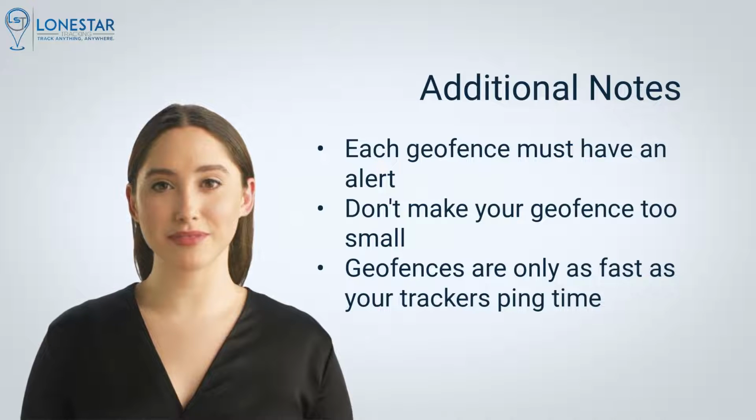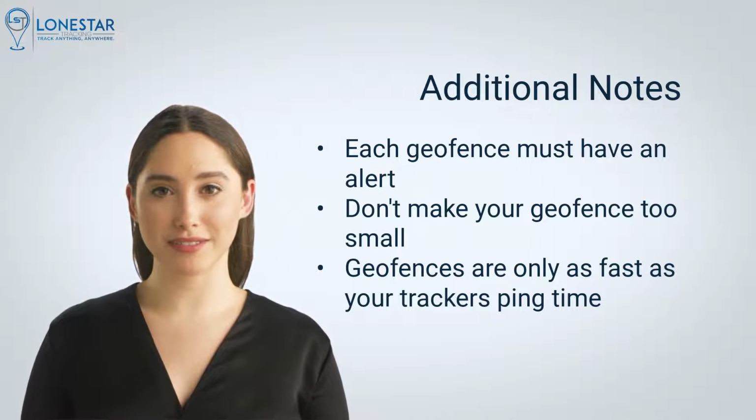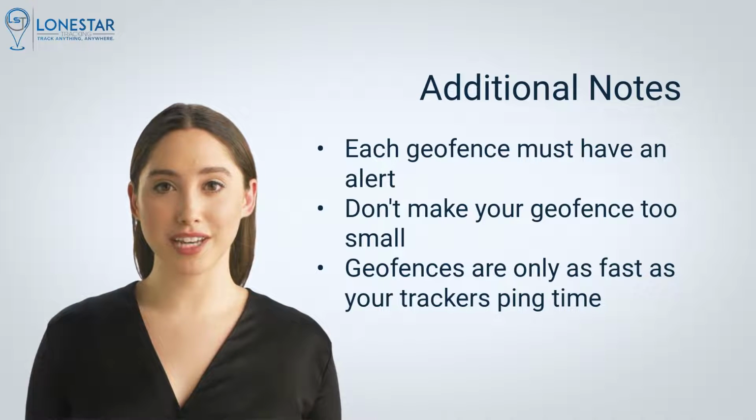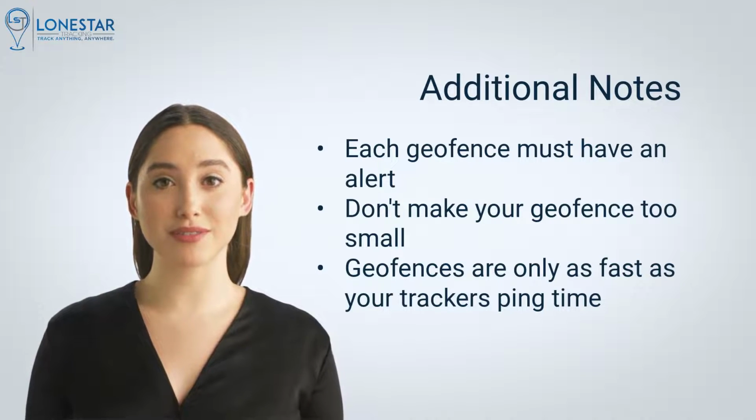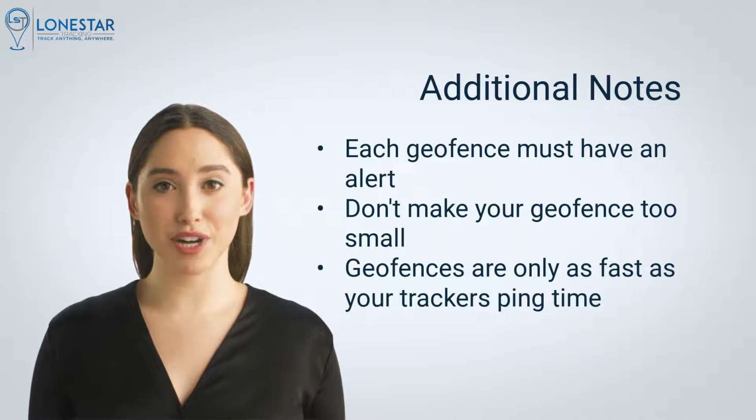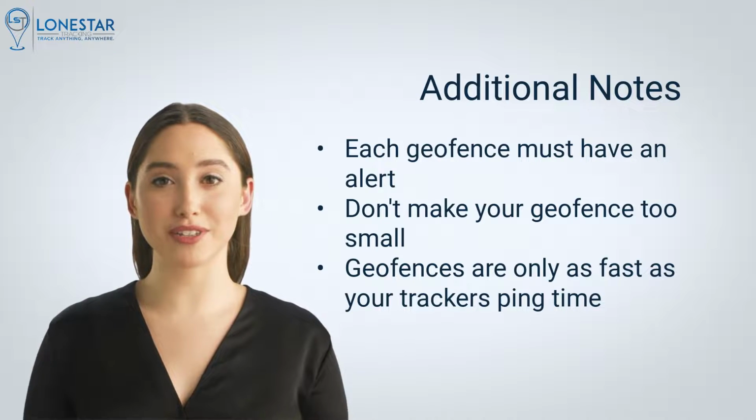Next, when drawing your geofence, make it bigger than the area you intend to monitor. GPS accuracy can fluctuate, sometimes giving you 3-foot accuracy and other times giving you 20-foot accuracy. If your geofence is too small, your tracker can send you a false alert. We recommend making your geofence a few hundred feet bigger than the area you intend to monitor.